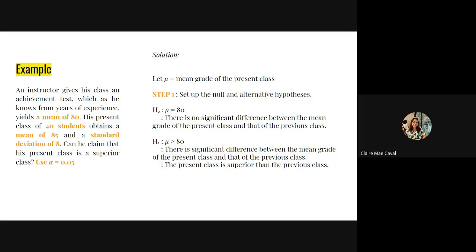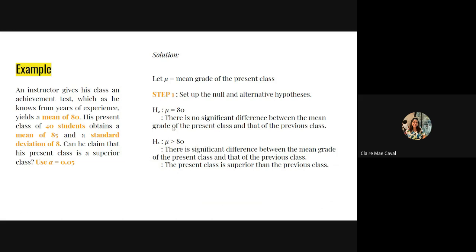Okay? So let's solve the problem. Let population mean be the mean grade of the present class. Step 1, set up the null and alternative hypothesis. There are 5 steps. You first set up your null and your alternative hypothesis.